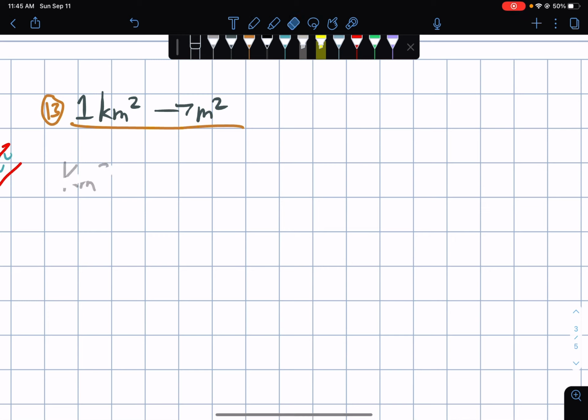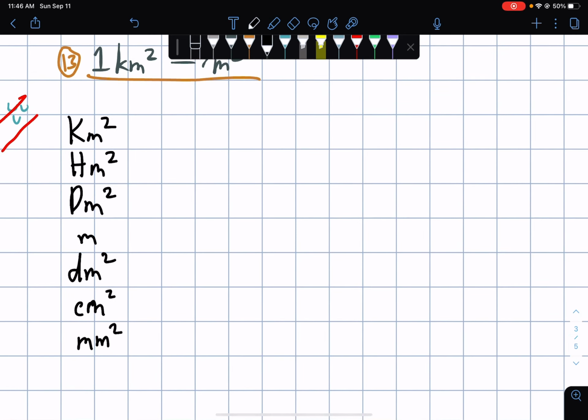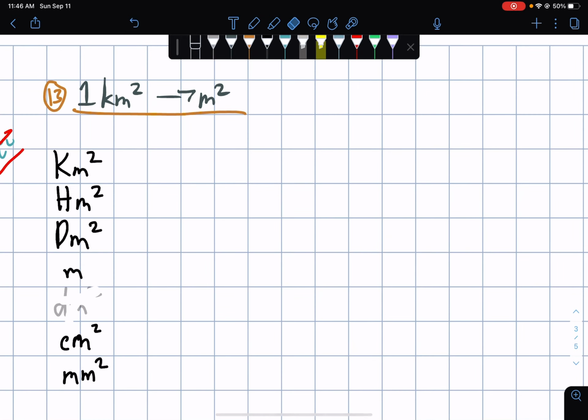KM. So this time we have a problem that involves square. This is quite a different problem. The methods would still be the same in a particular sense. So at the table we have KM, HM, DM, capital DM, M, small letter dm, CM, MM. But actually no, we don't need these, we only need kilometers to meters. By the way, why didn't I write square in meters? Alright, anyways. Kilometers to hectometers, 1, 2, 3. We have 3 zeros.